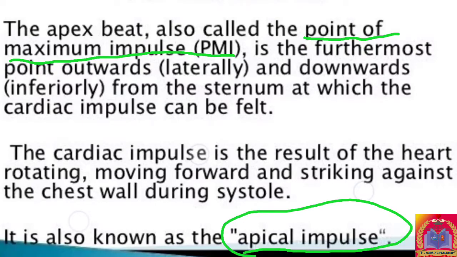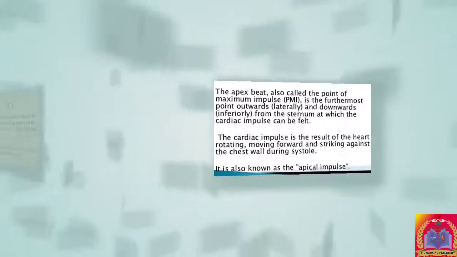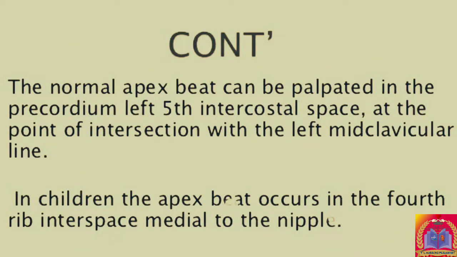So there may be questions like this where we can best assess the point of maximum impulse, or the apex beat, or the apical impulse. We have to know that these three terms are similar, and we can assess this normally at the left fifth intercostal space, so that the normal apex beat can be palpated in the precordium, left fifth intercostal space, at the point of intersection with the left midclavicular line.